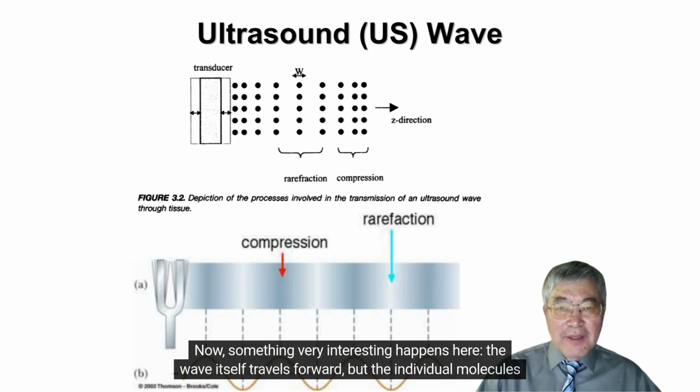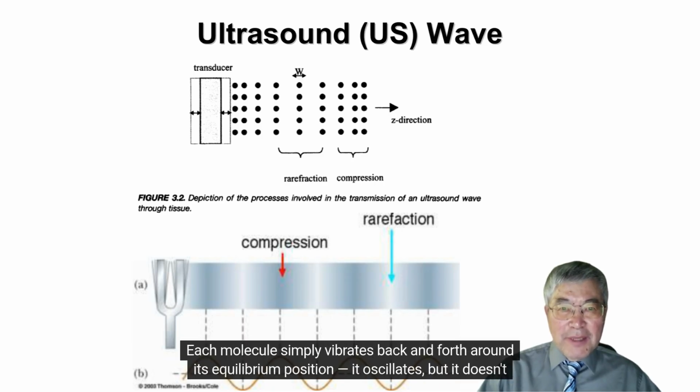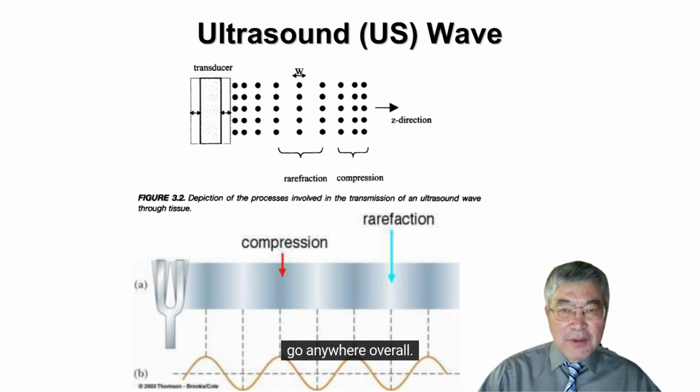Now, something very interesting happens here. The wave itself travels forward, but the individual molecules don't actually move along with it. Each molecule simply vibrates back and forth around its equilibrium position. It oscillates, but it doesn't go anywhere overall.